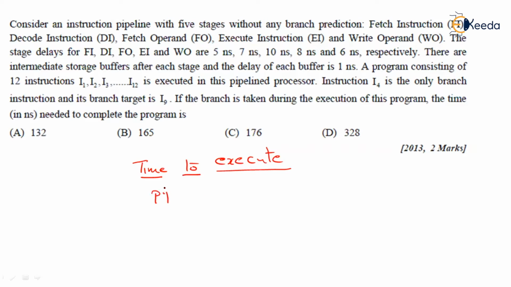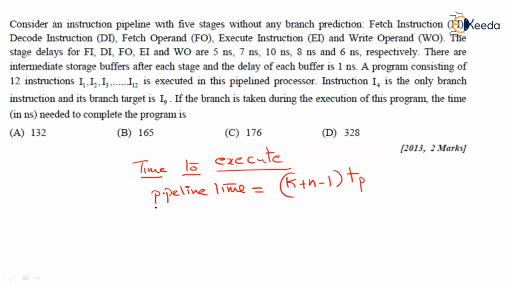We need to calculate pipeline time. Pipeline time generally is calculated by using a formula (k + n - 1) * TP, right? Generally we calculate the time of a pipeline for executing n number of instructions by using (k + n - 1) * TP, in which k is the number of segments, n is the number of instructions, and TP is the pipeline time, that is maximum stage delay plus maximum register delay.